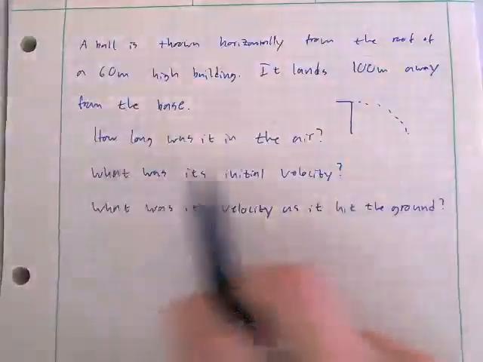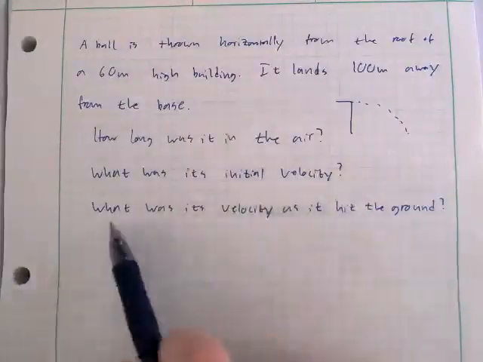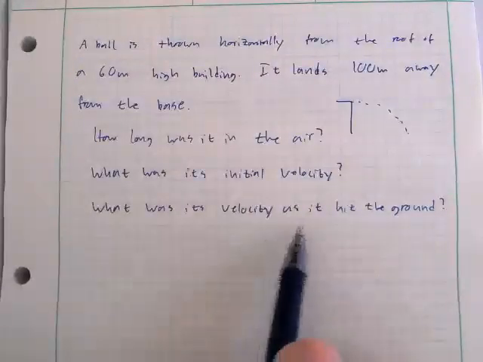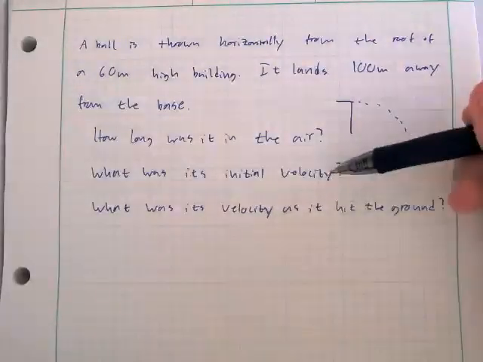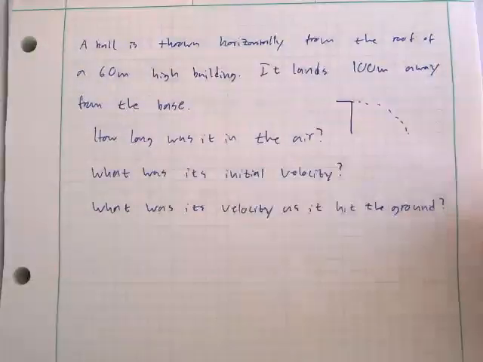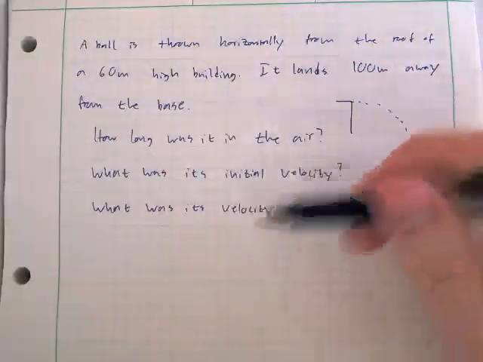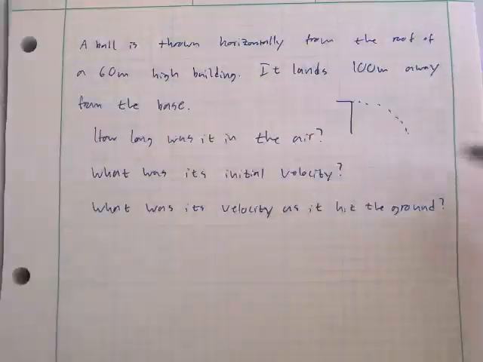How long was this ball in the air? What was this ball's initial velocity? And we also want to know its velocity as it hits the ground. Of course, for the initial velocity we need the x and y components, and if we want the final velocity, we also need the x and y components. We need both pieces of information about this vector. But first, let's figure out this first one, which is nice and simple.